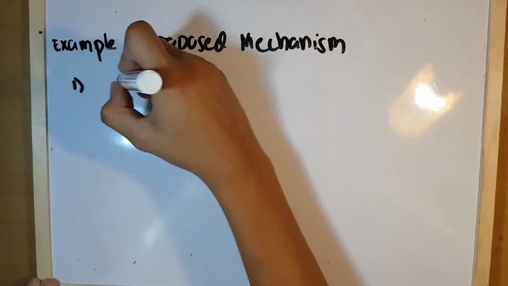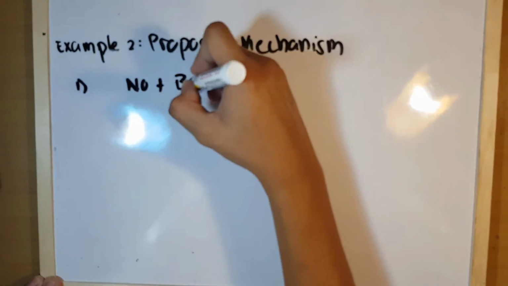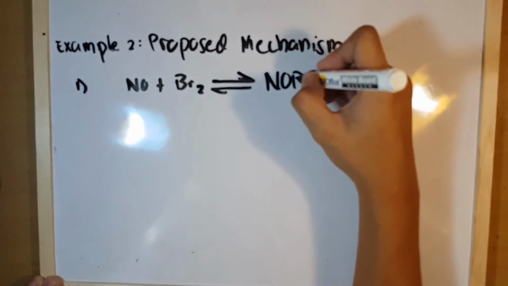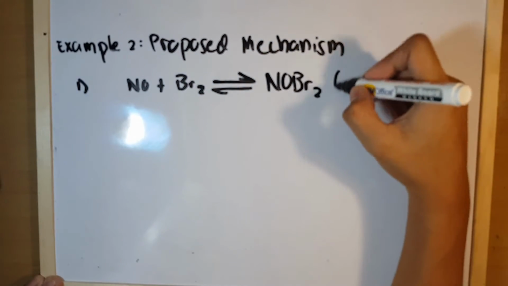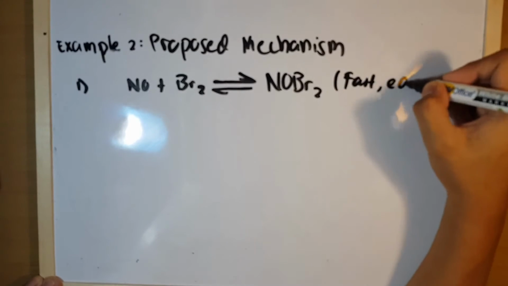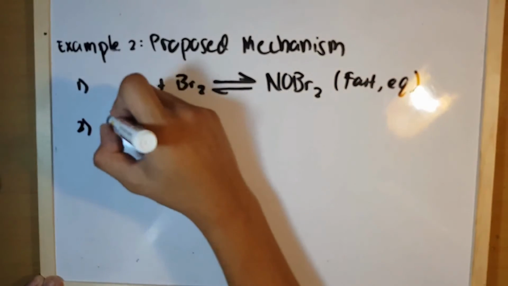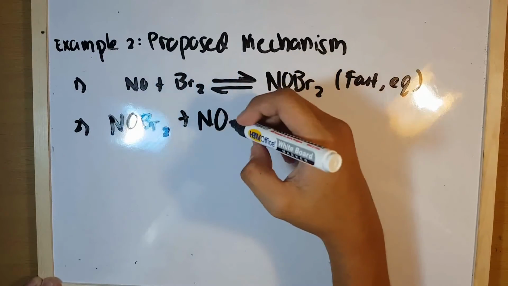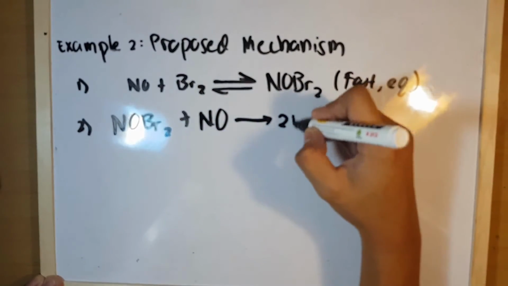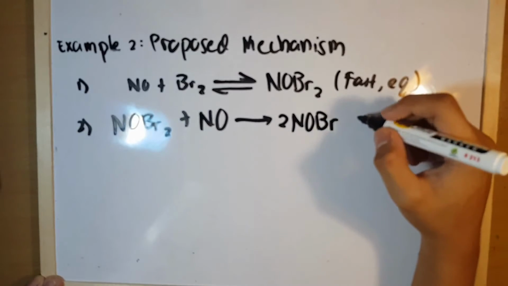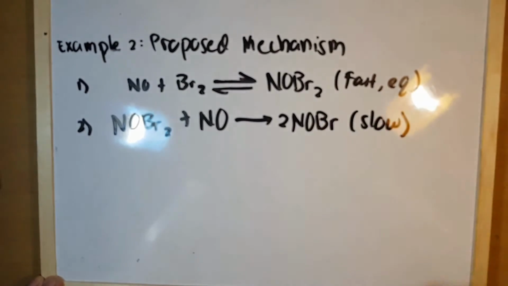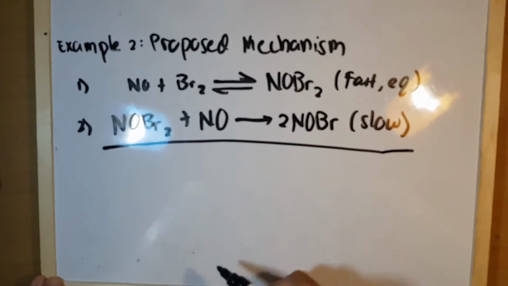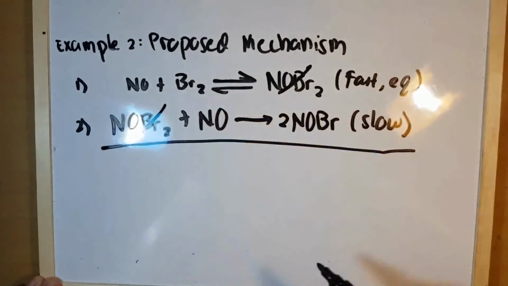The first step involves the collision of one NO molecule, which is a reactant, and one Br2 molecule, which is also a reactant, to produce the intermediate species NOBr2. The NOBr2 can react rapidly, however, to reform NO and Br2. We can say that this is an equilibrium step. Eventually, another NO molecule can collide with a short-lived NOBr2 molecule and react to produce two NOBr molecules, which is the product.